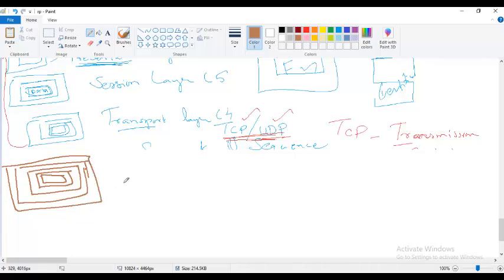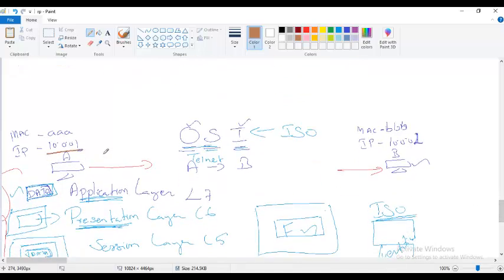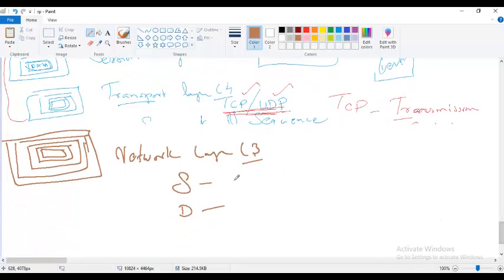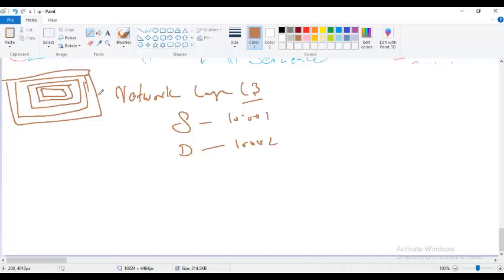Network layer. What is the number? Layer 3. So what is added here is the source and destination IP. In our picture up there, what is the source IP? 10.0.0.1. What is the destination IP? 10.0.0.2. So that is what is given here. Source is 10.0.0.1, destination is 10.0.0.2. And then at this place where the IP address is added, we call our data packets.